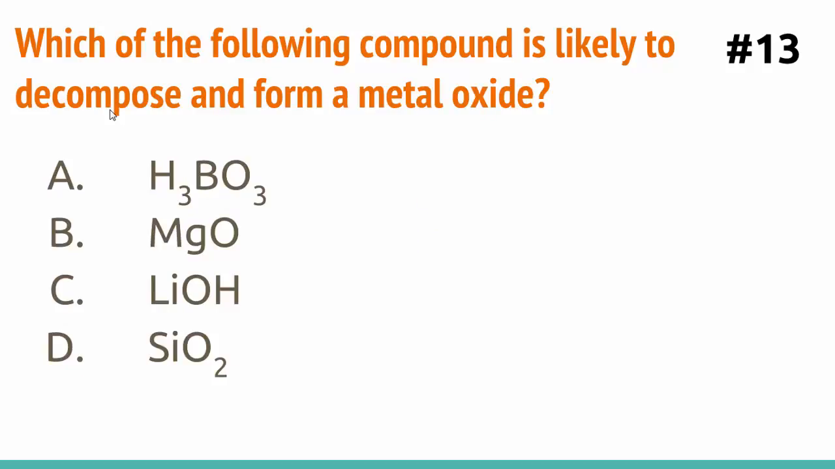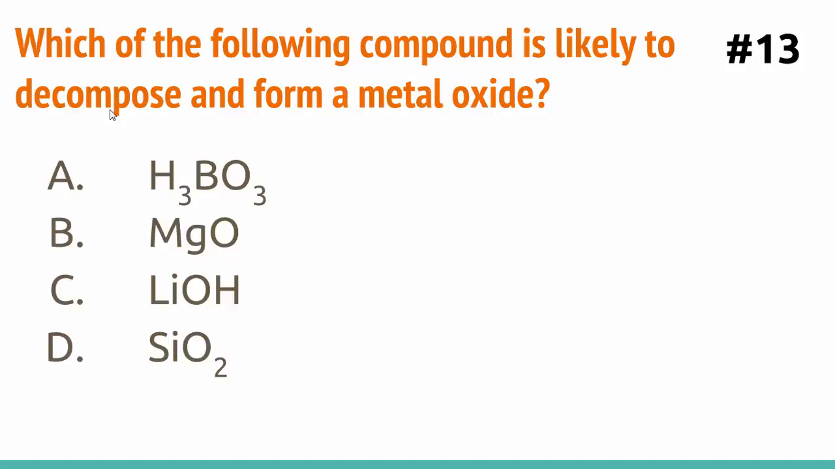Which of the following compounds is likely to decompose and form a metal oxide? Well, first of all, in order to have a metal oxide, we have to have a metal, right? And if I look at A, I don't see a metal there. Boron's a metalloid. If I look at D, I see silicon, which is a metalloid as well. So immediately I can throw out A and D. I'm left then with two choices, B and C. Which of these will decompose to form a metal oxide?